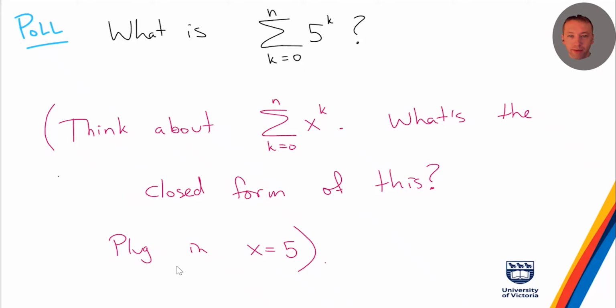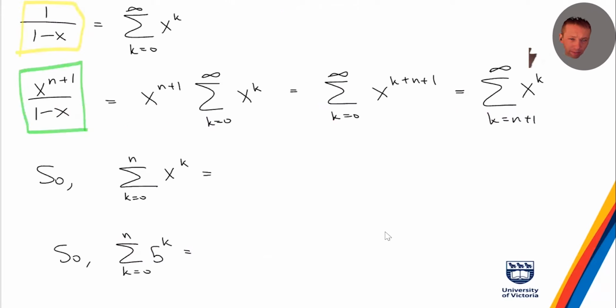What is the sum k equals 0 up to n of 5 to the k? Okay, so how do we do this? Right, so we know, remember, the most basic generating function that we know of is 1 over 1 minus x, which is the sum k equals 0 to infinity of x to the k.